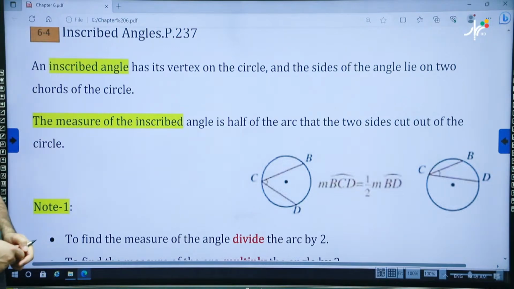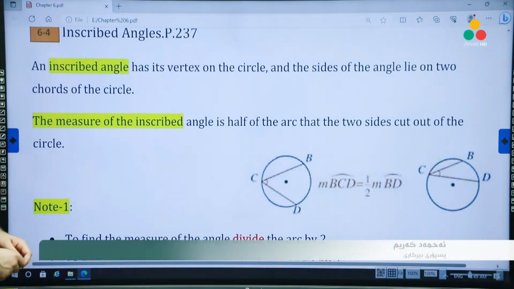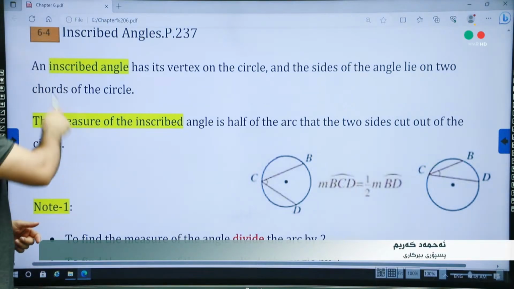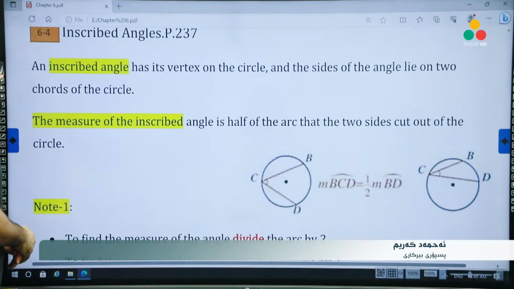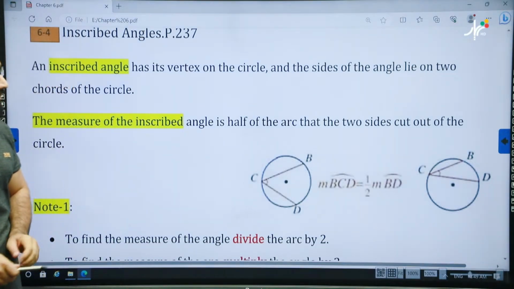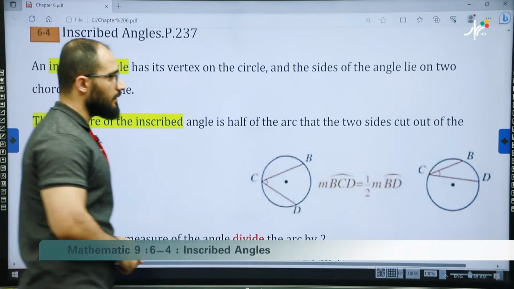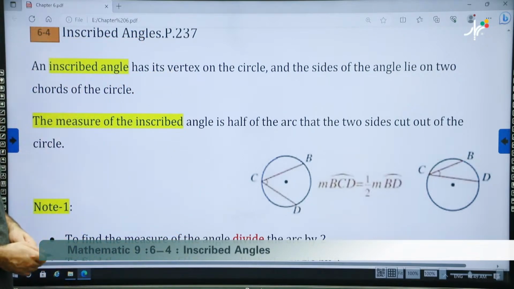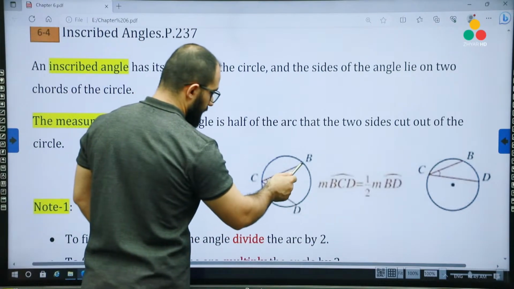Today we have a new subject. It is section 4, chapter 6, inscribed angles, page 237. Okay, the definition we have of inscribed angle: an inscribed angle has its vertex on the circle, and the sides of the angle lie on two chords of the circle. Look at the graph here.